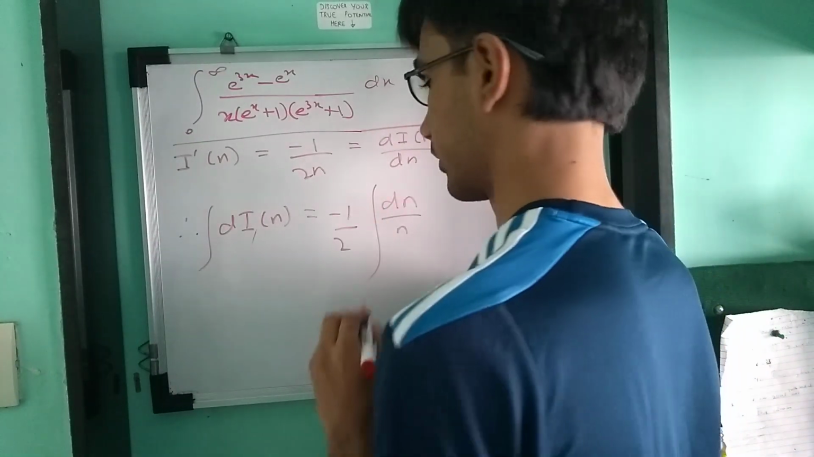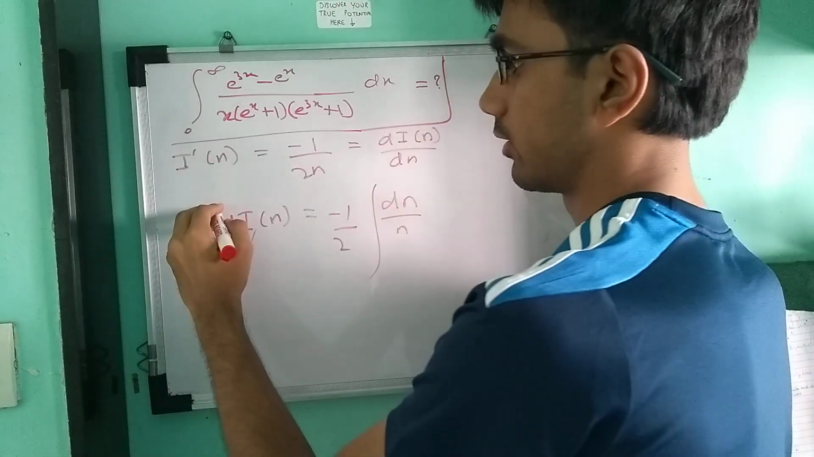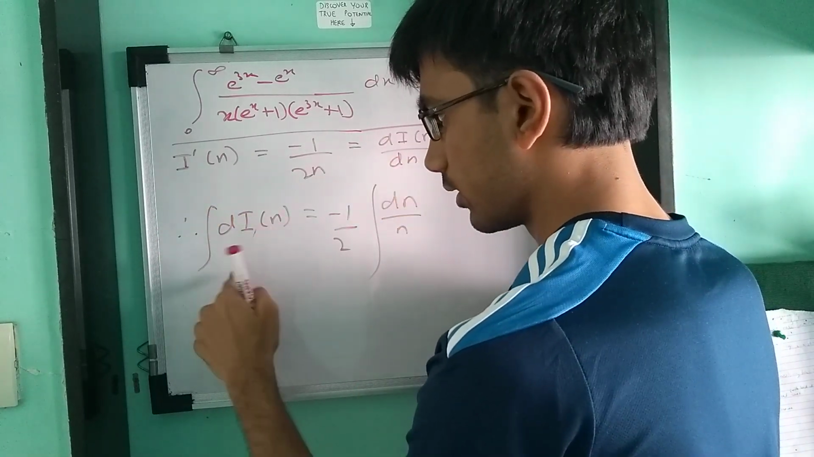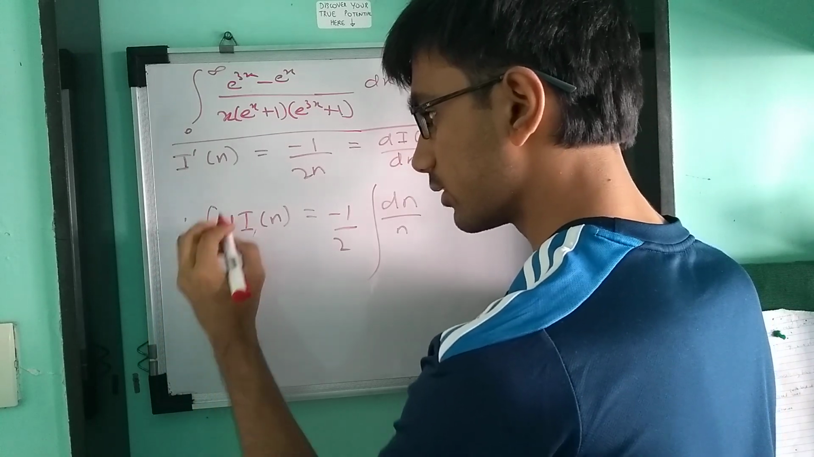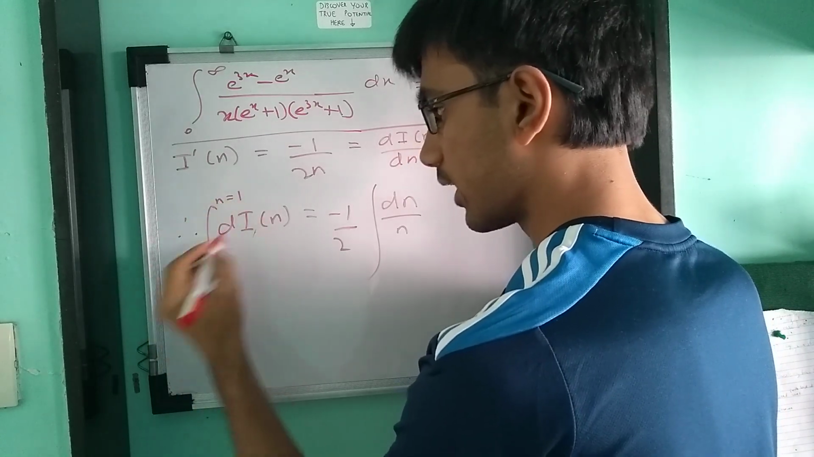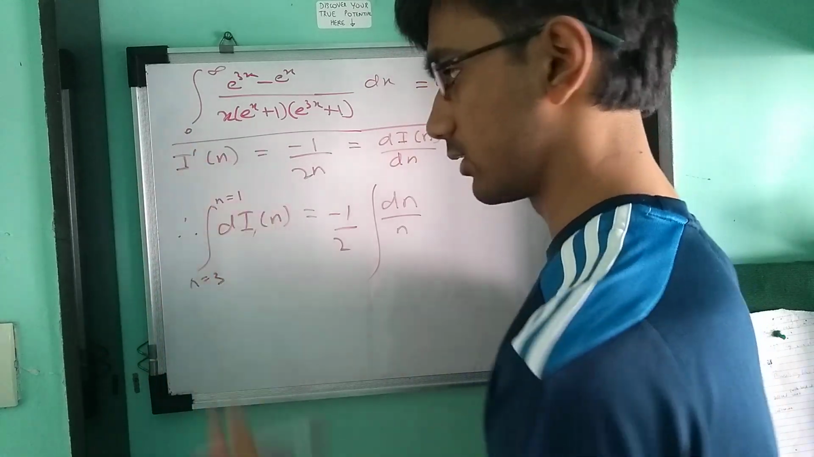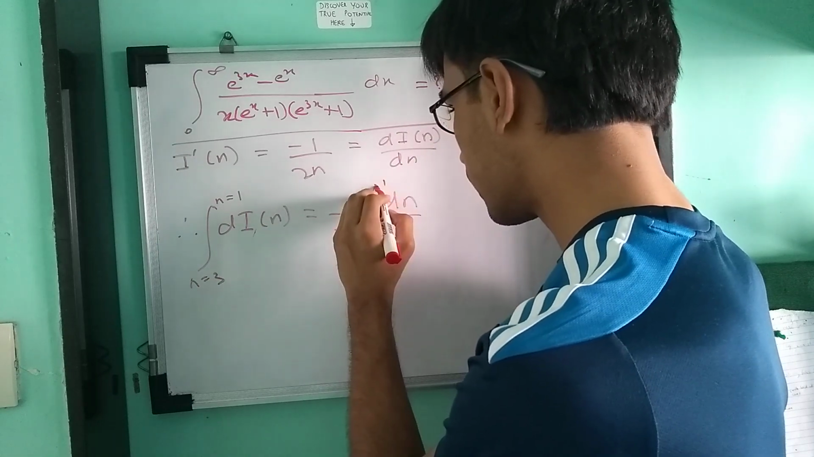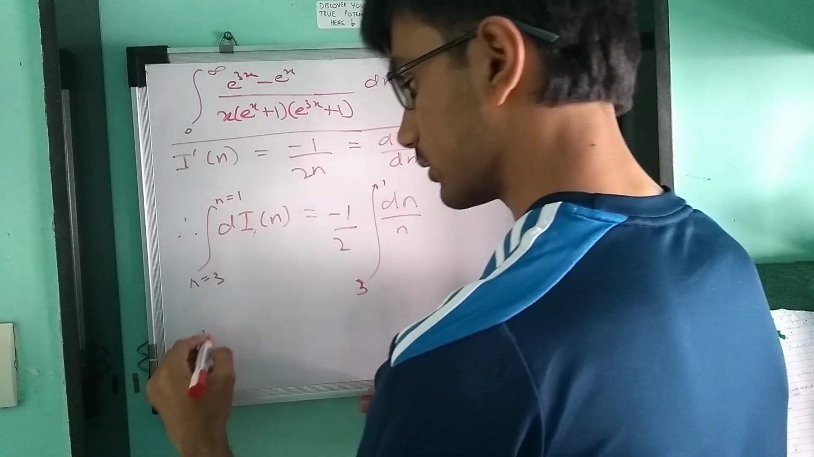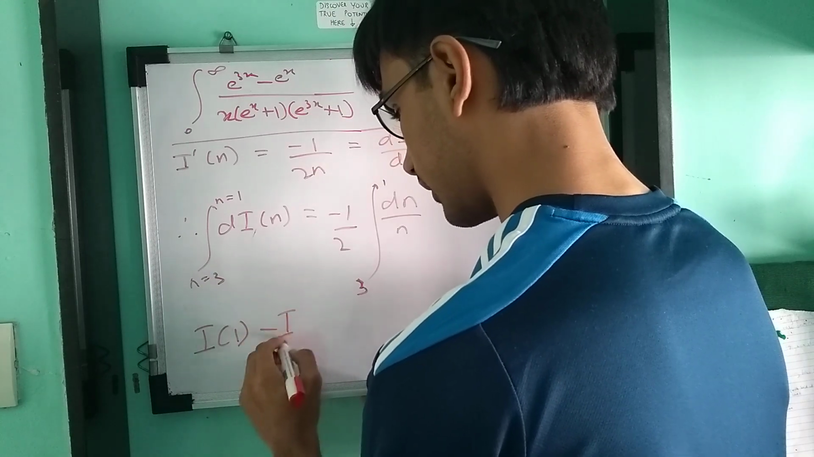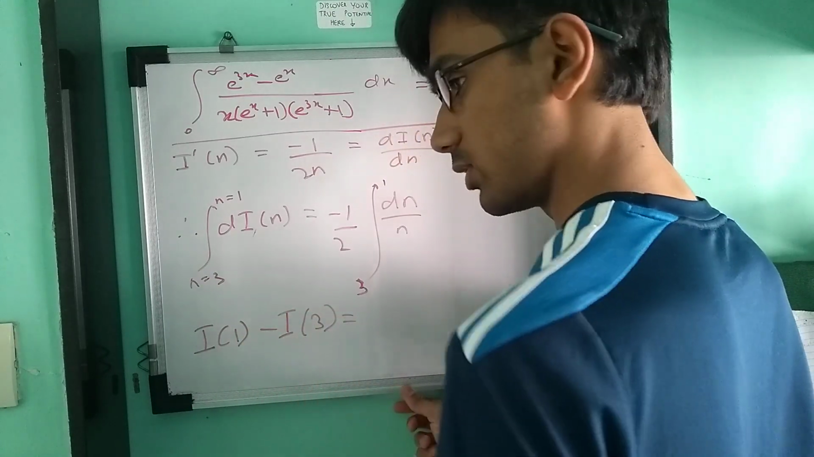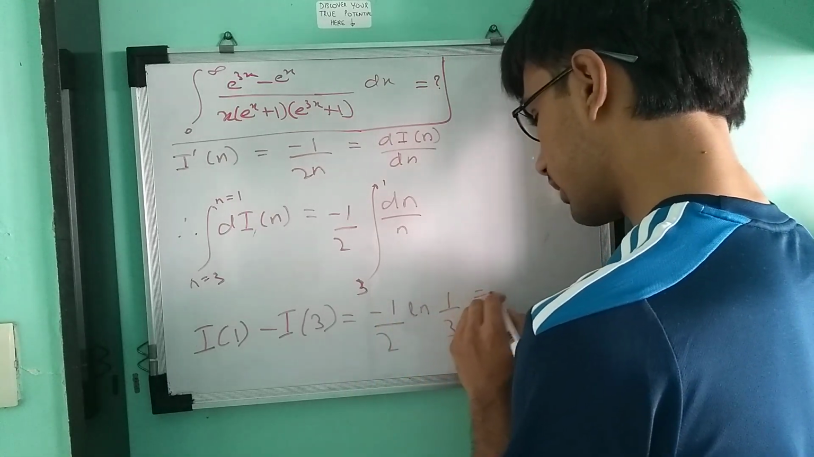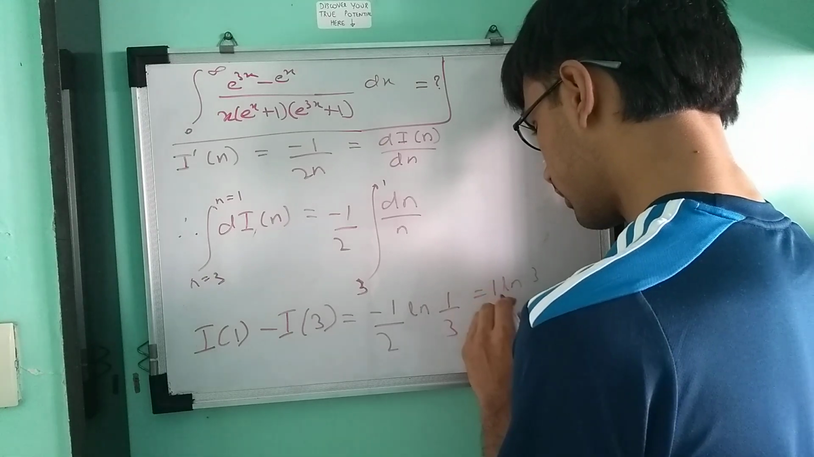Now notice what I am doing. I am writing d I n, in which n goes from 3 to 1. Therefore I n goes from I3 to I1. Therefore n here will go from 3 to 1. That's what the limits will be, right? So I will get I of 1 minus I of 3 is equal to minus half ln of 1 by 3, which is nothing but ln of 3 divided by 2.